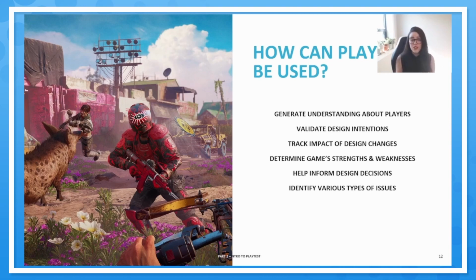You can also track the impact of design changes by playtesting before and after a change has been made, and then checking to see how that influenced the experience. You can determine a game's strengths and weaknesses, so find out which aspects of your game are contributing to the overall enjoyment and which are actually detracting from it. You can use playtests to get specific information that designers need or answer certain questions that they have to help them make their decisions. And you can also use playtests to identify all sorts of issues from usability to accessibility, difficulty balancing, or just features that players dislike or find frustrating.